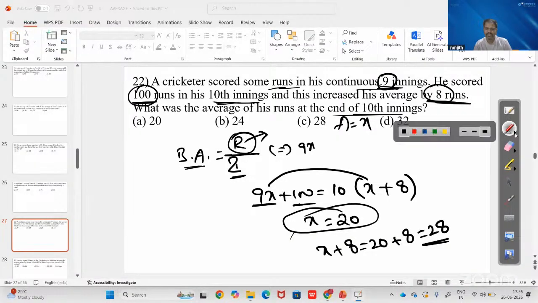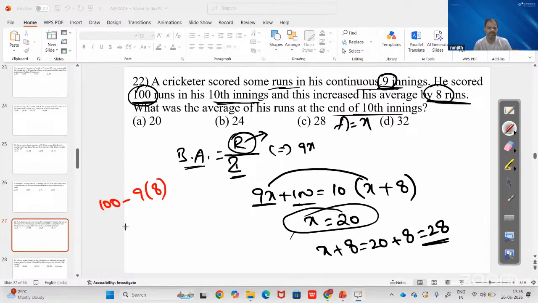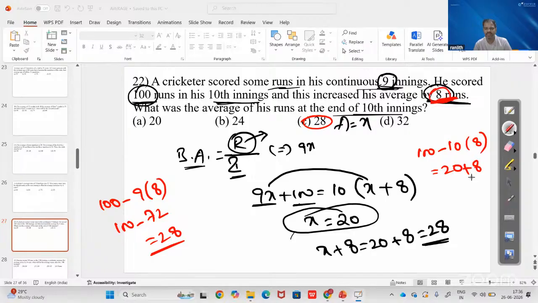Or else, what is the other method to solve? 100 minus 9 times 8. 9 times 8 equal to 72. 100 minus 72 equal to 28. So the answer will be equal to 28. Or else we can go with 100 minus, in his 10th inning, 10 into 8, we are getting 20. So in this innings we increased by 8 runs. 20 plus 8 equal to 28. You can find out any way. So the answer is 28.